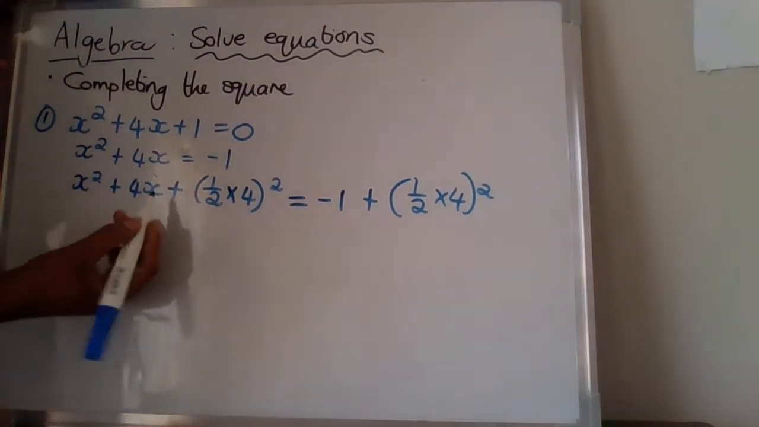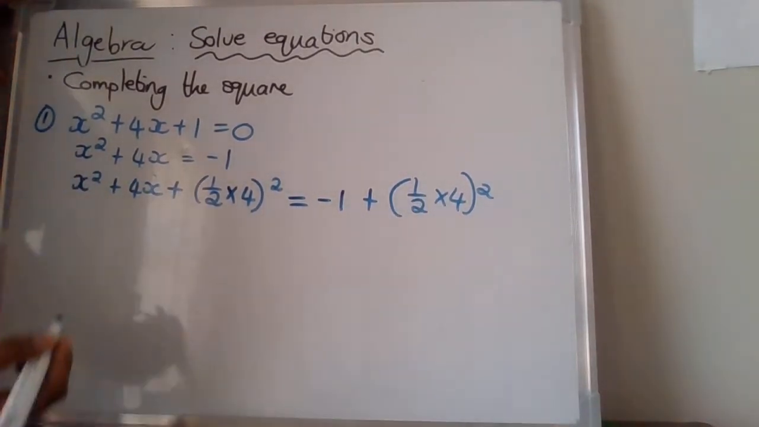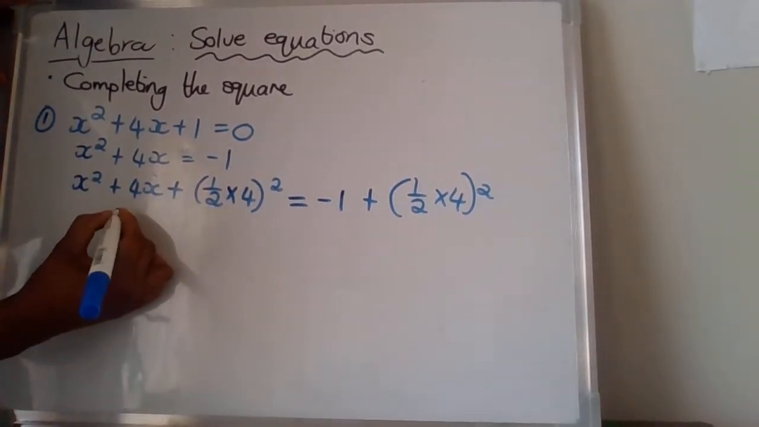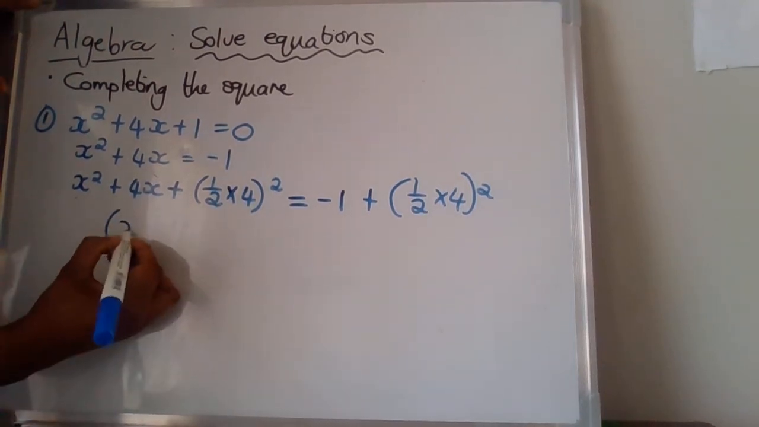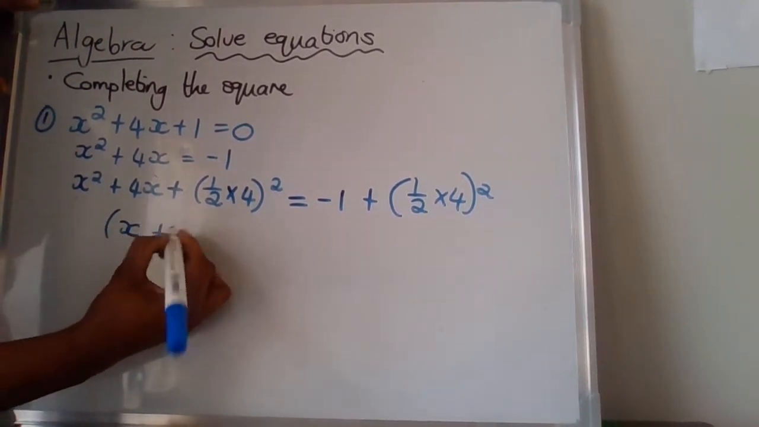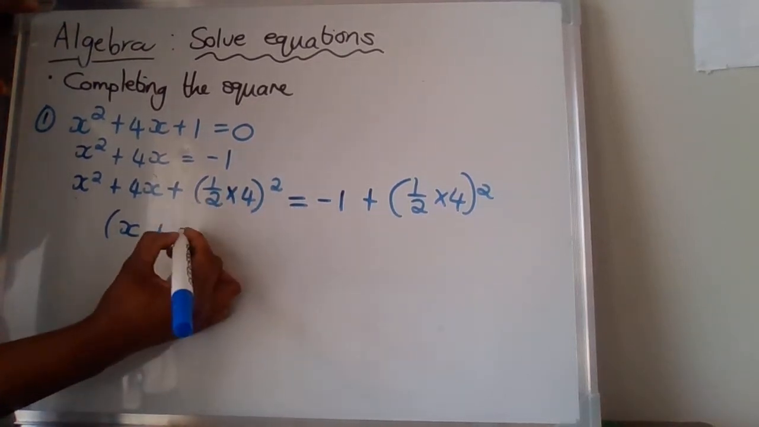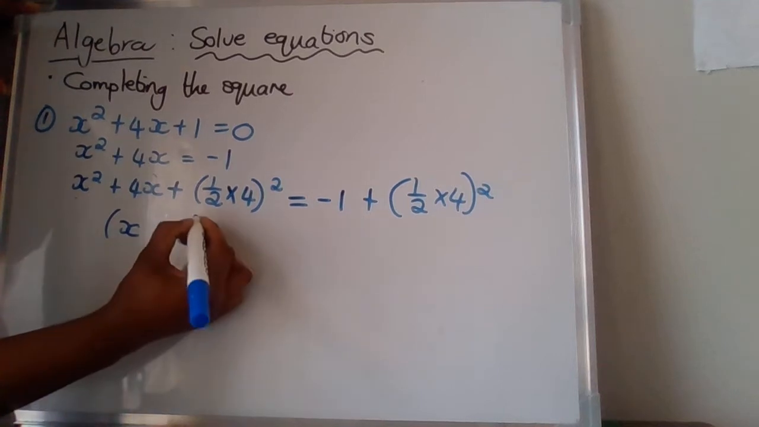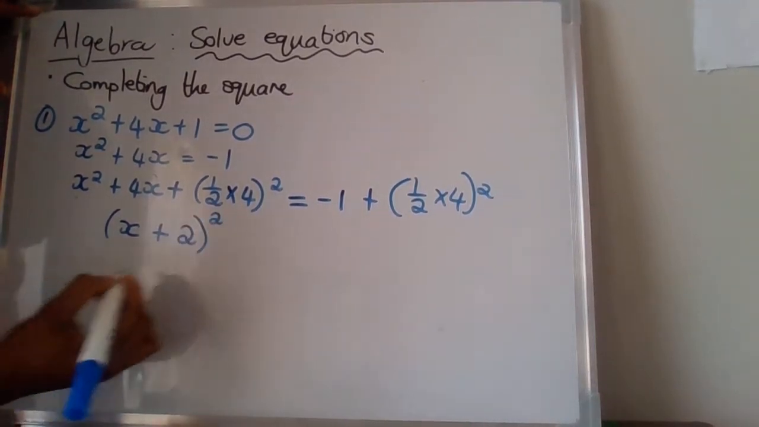Okay, so once you've added this bracket there on both sides, then you write this as a product squared. So it's x plus what's inside this bracket. So a half times 4 is equal to 2. Okay, and you close your bracket and you square it.